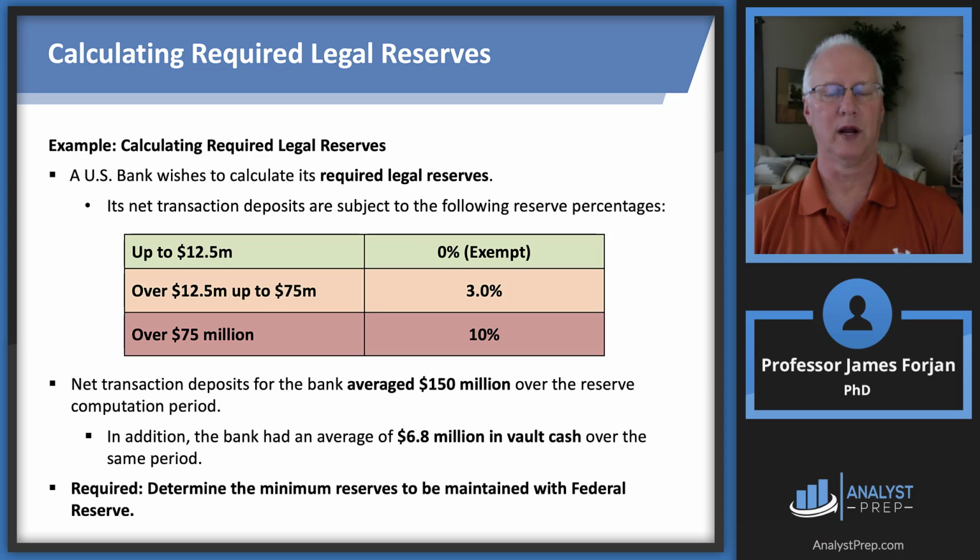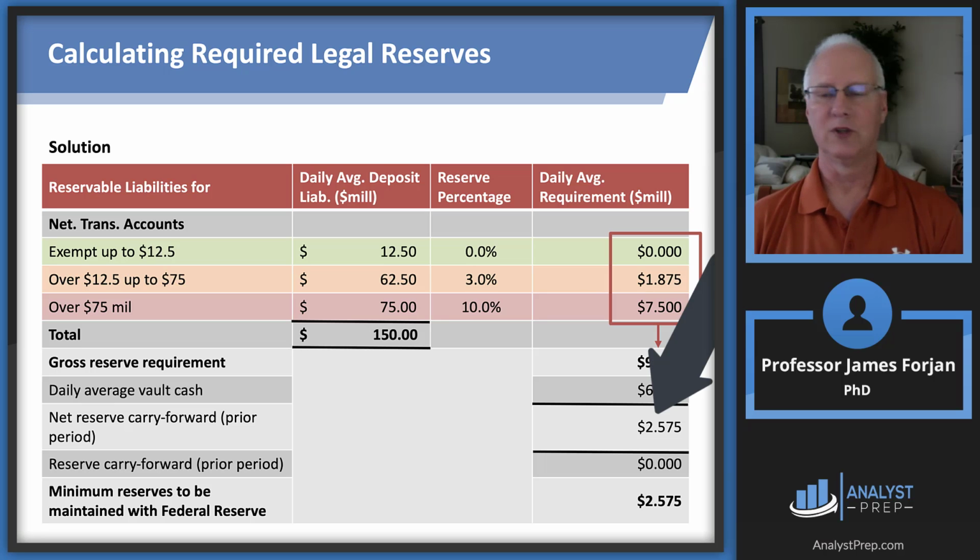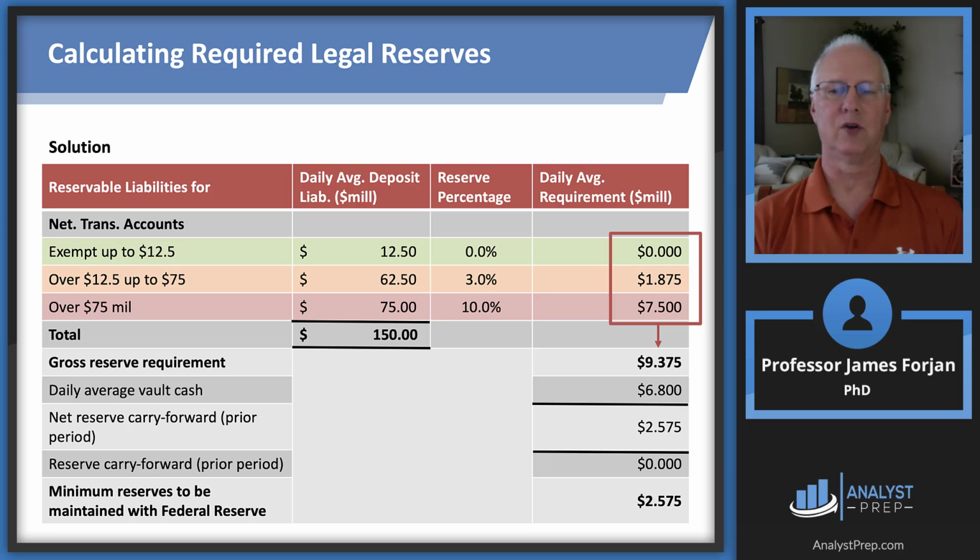So let me just go back and remind you, right under the table, net transaction deposits for the bank averaged 150. So there are those 150 assigned to each of those marginal net accounts, right? So there's the reserve percentage, 0, 3, and 10. So you just do some quick multiplication, and that adds to a gross reserve requirement of 9,375. Subtract out the daily average vault cash, and you get a net reserve carry forward of 2.57, which then means we have minimum reserves to be maintained with the Federal Reserve. 2.57. So think about what that means as I'm a big picture guy. We have 150, and our minimum reserves is, what is that, about 2.5.